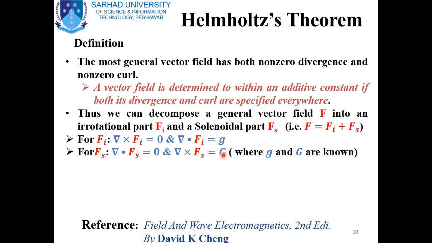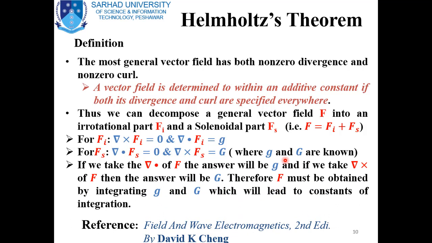Here capital G is a vector quantity, and the small g and capital G are known to us, or can be known everywhere. So if we take the divergence of the general vector f, the answer will be g, and if we take curl of vector f, the answer will be capital G. Therefore f must be obtained by integrating small g and capital G, which will lead us to a constant of integration.